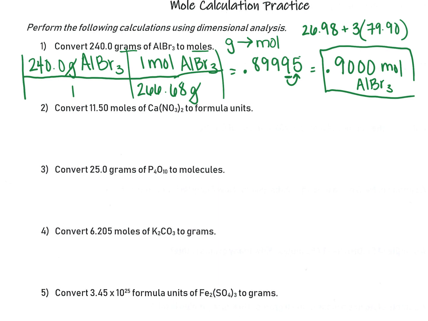All right. What do you need to do before you even do dimensional analysis? Write your conversion. Okay, we're going to make a plan. We're going to write what we're converting. What unit are you starting in? Moles. Okay. What unit do you need to end with? Formula units. Okay. So we're going to go from moles to formula units. I'm just going to write form for short.